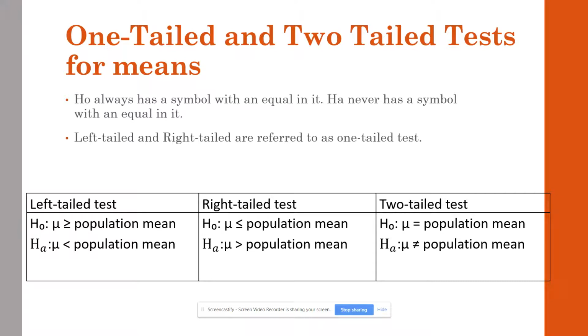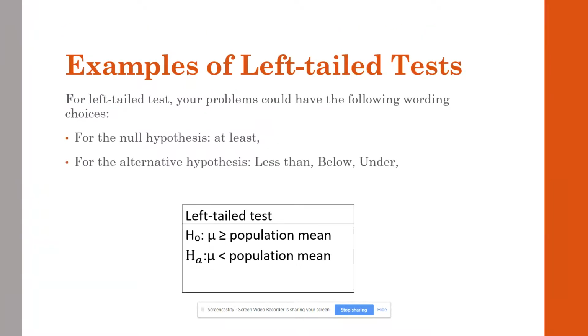So for a left-tailed test, the null is that the mean is greater than or equal to the population mean. The alternative is that the mean is less than the population mean. For a right-tailed test, the null is the mean is less than or equal to the population mean. The alternative is the mean is greater than the population mean. And for a two-tailed test, the null is the mean is equal to the population mean, and the alternative is that the mean is not equal to the population mean.